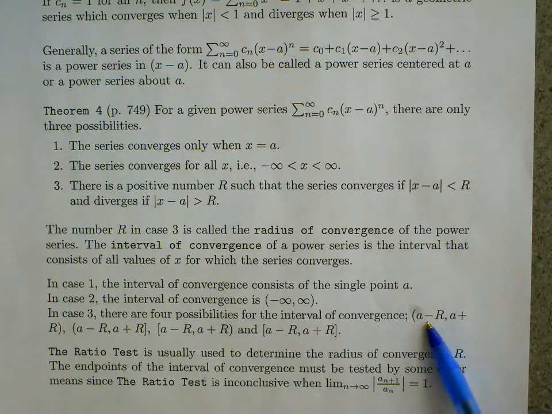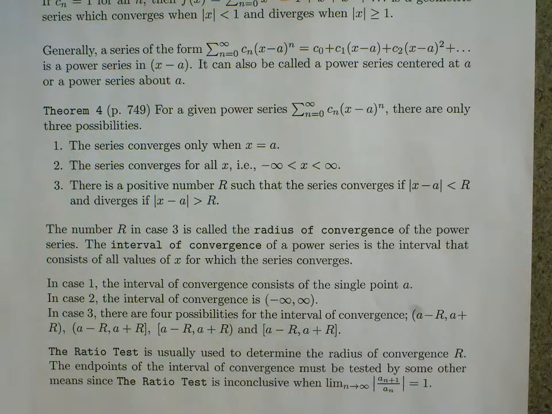We can have the open set, a minus R up to a plus R, but excluding the endpoints. Or we could include the right endpoint and exclude the left endpoint. A third possibility, include the left endpoint but exclude the right endpoint. And then the fourth possibility, both endpoints are included.